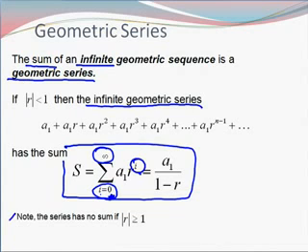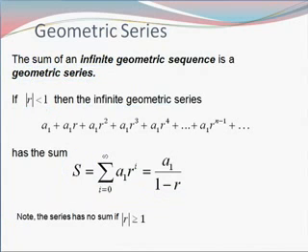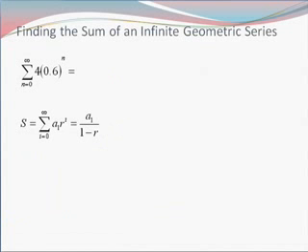One important thing to note: if the magnitude of r is greater than or equal to 1, so if it's not strictly less than 1, the series has no sum. So the magnitude of r must be less than 1 for us to have a sum. Let's go ahead and practice using the formula to find the sum of an infinite geometric series.